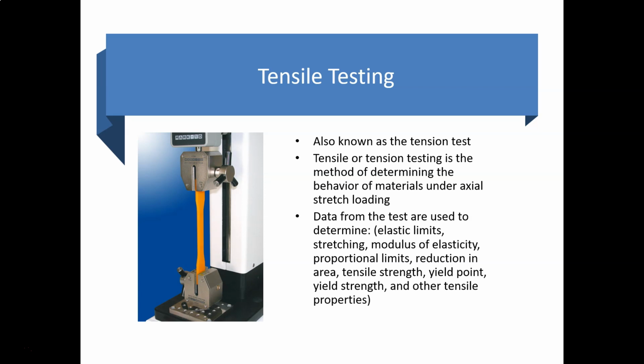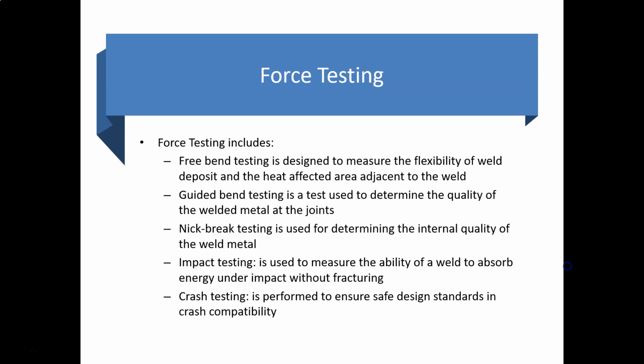A variety of equipment can be used to test specimens in all sizes, from small fasteners to large tubing and welded parts. The sample is subjected to a controlled tension until failure. Properties that are directly measured via a tensile test are elastic limits, stretching, modulus of elasticity, proportional limits, reduction in area, tensile strength, yield point, yield strength, and other tensile properties as needed. Again, you can do it as custom as you need based on the product and product specifications.